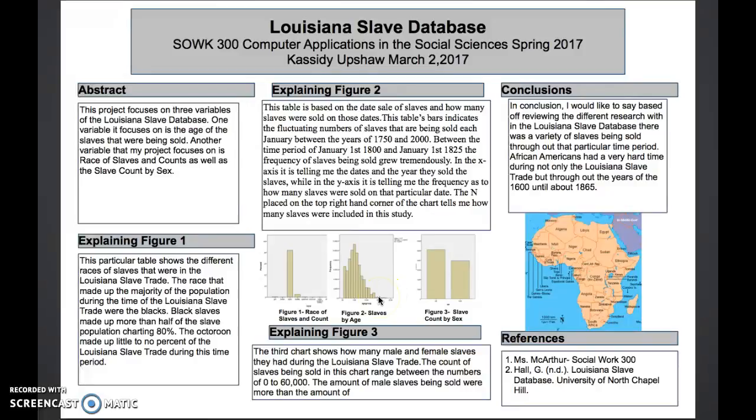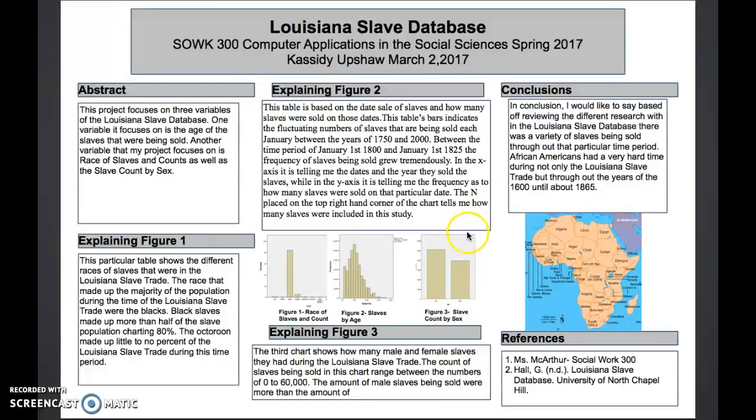Between the time period of January 1st, 1800 and January 1st, 1825, the frequency of slaves being sold grew tremendously. And right there, you'll see where it grew. The x-axis is telling me the dates and the year they sold the slaves, while the y-axis is telling me the frequency as to how many slaves were sold on that particular date. The N placed on the top right-hand corner of the chart tells me how many slaves were included in this study.